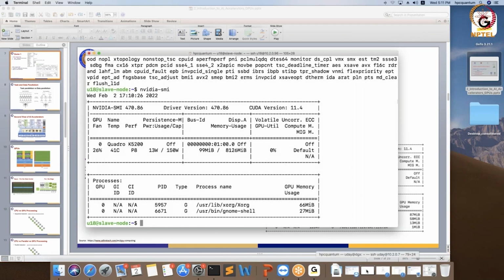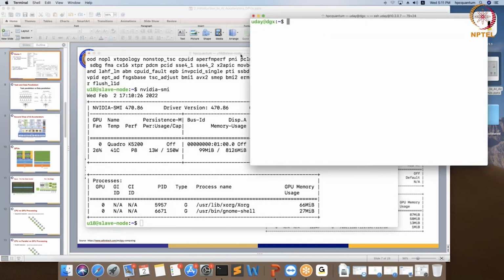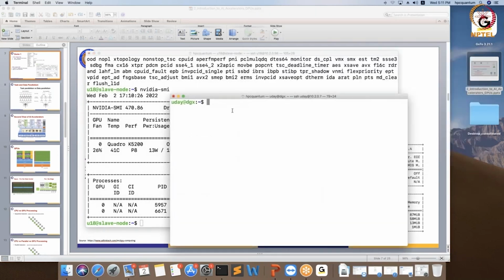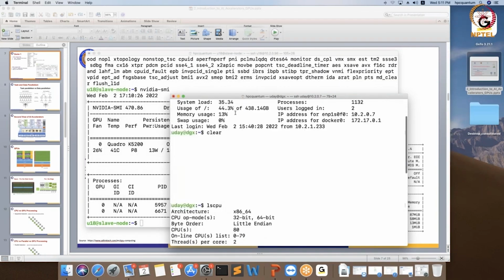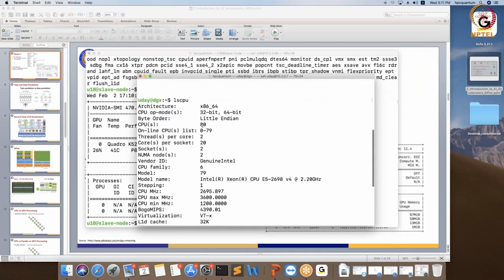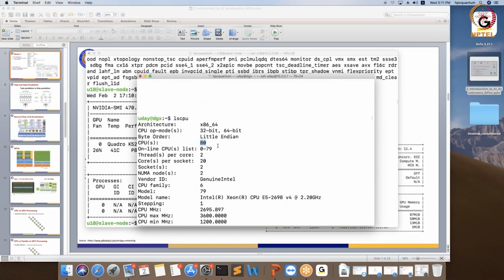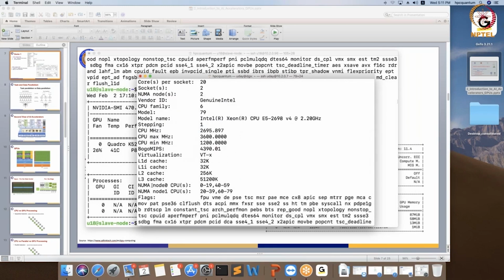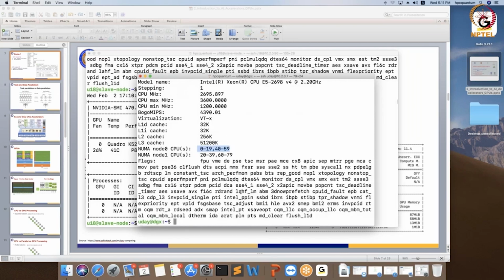Which is our DGX. Let us do the same thing again. If you go to the DGX, this DGX has 80 CPU cores. That's what it means, right? And you have 20 cores per socket. Then on NUMA node 0, the CPUs are 0 to 19 and 40 to 59, and on node 1, CPUs 20 to 39 and 60 to 79. So this is a DGX server, DGX-1.